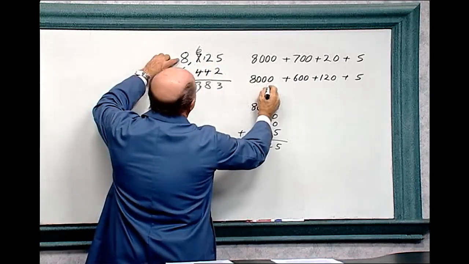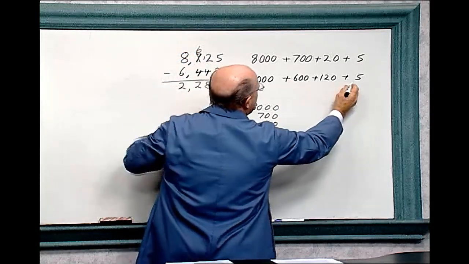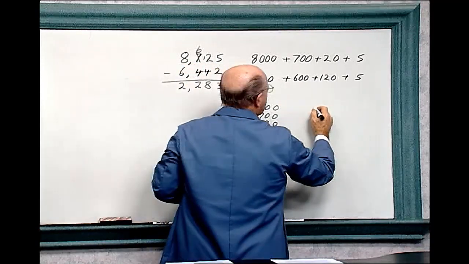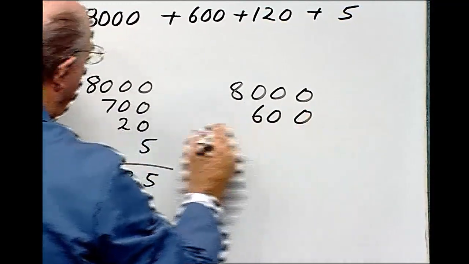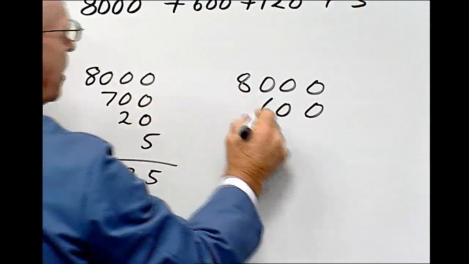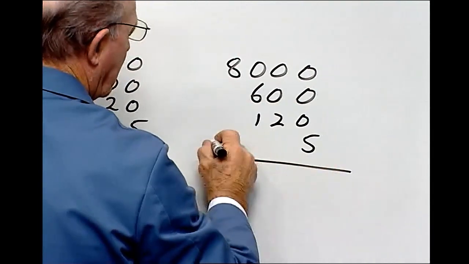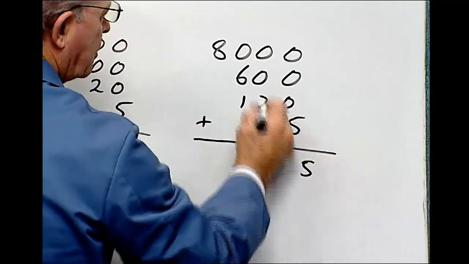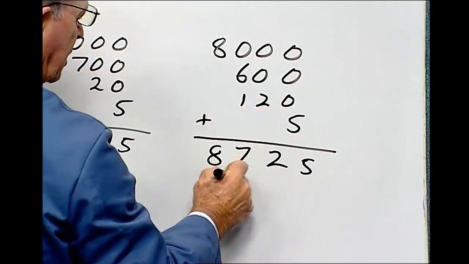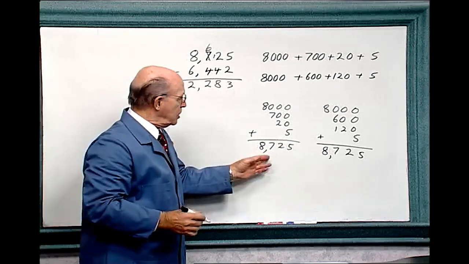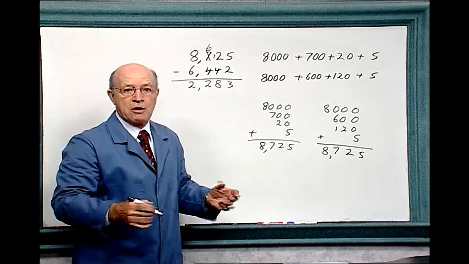We got 8,600, 120, plus 5. Let's add these numbers together. So it's 8,000 plus 600. That's the number we borrowed from over here, remember. We borrowed ones from the hundreds. And that made this 120 plus 5. That equals 8,725. 6 plus 1 is 7. As you can see, these two numbers are the same. So when borrowing, you are not changing the number, you're just borrowing.